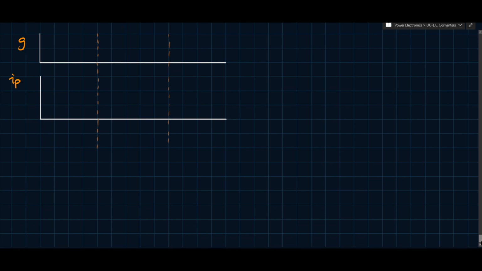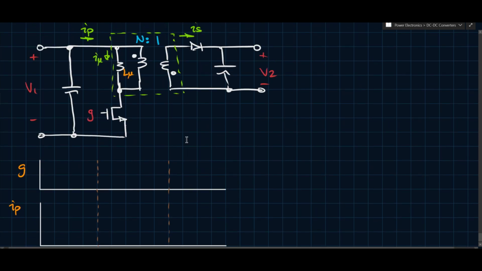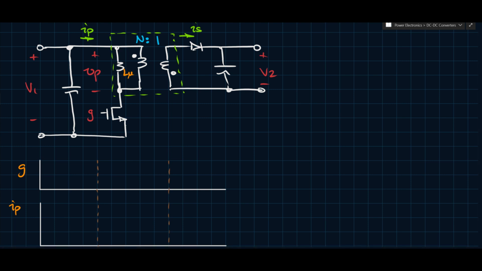We'll look at VP as well. I don't think I labeled VP, but VP is going to be the voltage across L mu. Maybe we can get rid of this for a second and call this, let's say, VP, or it'll be across the terminals really, which is also across L mu, right? So then we can say that this is I mu there.